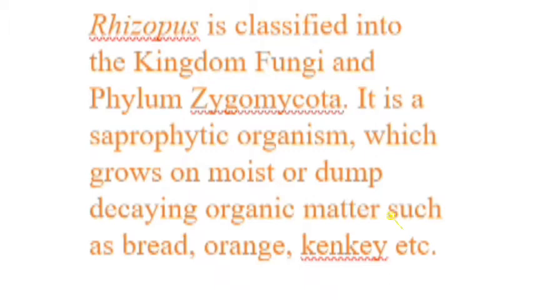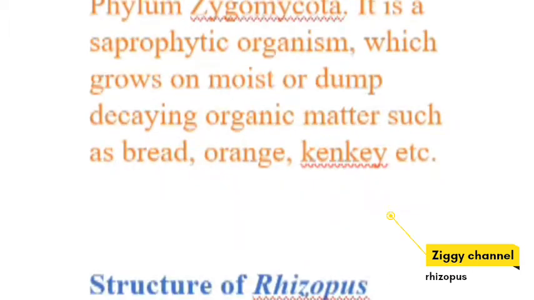Thank you. It is a saprophytic organism which grows on moist or damp decaying organic matter such as bread, orange, kenki etc. Structure of Rhizopus.